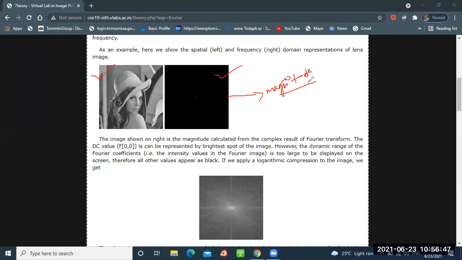The magnitude spectrum is calculated from the complex result of the Fourier transformation. The value of the magnitude spectrum is given by the mod of F, which is the square root of R squared plus I squared. This is your formula for the magnitude spectrum, because as we know, the Fourier transformation is represented in complex terms, where R represents the real part and I represents the imaginary part.